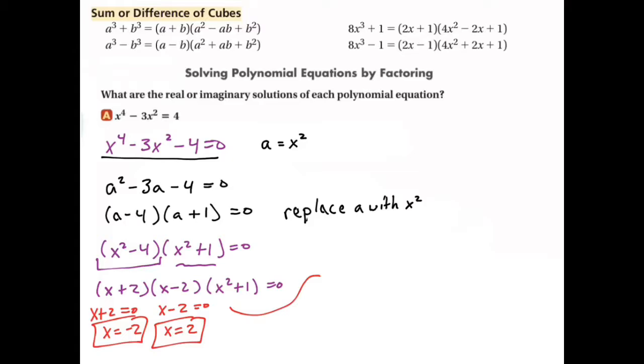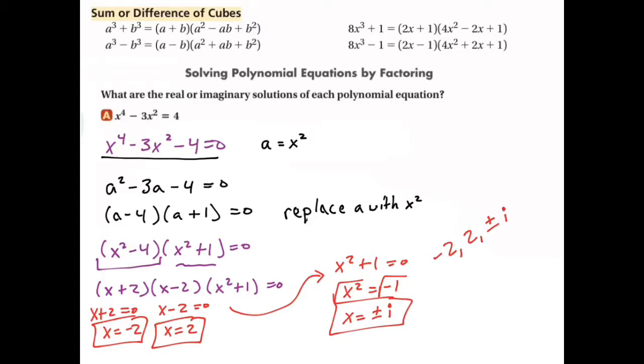And then this one, a little trickier, I'll bring it out here. x squared plus 1 equals 0. We're going to subtract 1, so x squared equals negative 1. We're going to square root both sides, and so that means x equals plus or minus, in this case, the square root of negative 1, which is just i. So our solutions here are negative 2, 2, and then plus or minus i.